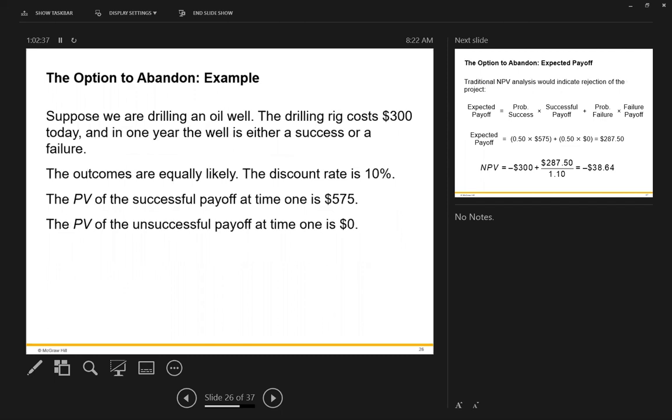So let's take a look. We'll take a look at this one. Suppose we are drilling an oil well. The drilling rig costs $300 today, and in 1 year, the well is either a success or a failure. The outcomes are equally likely. The discount rate is 10%. The present value of the successful payoff at time 1 is $575. The present value of the unsuccessful payoff at time 1 is 0.